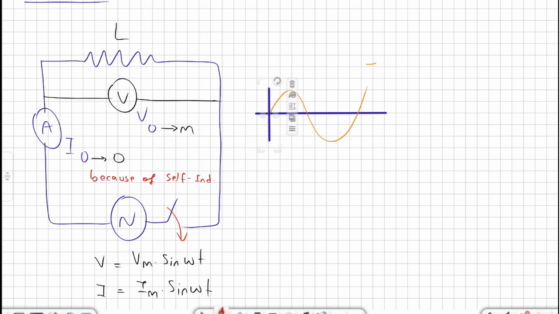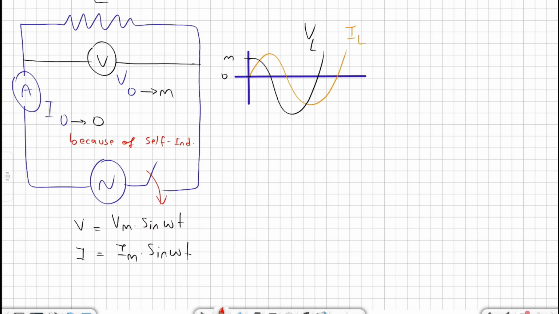Let's draw the graphs. So this is the graph for the current IL inside the inductor. So if the current starts from 0, the voltmeter starts from maximum. So let us draw the potential difference in the inductor. They are no longer in phase. There is a phase difference between them. So this is the maximum value, while the current is equal to 0.